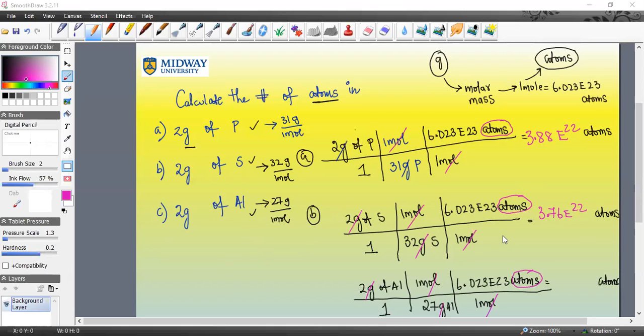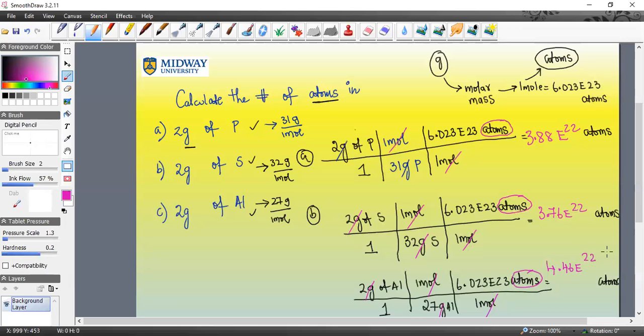So 2 divided by 27 times 6.022 e to the 23. So that's 4.46 e to the 22 atoms.